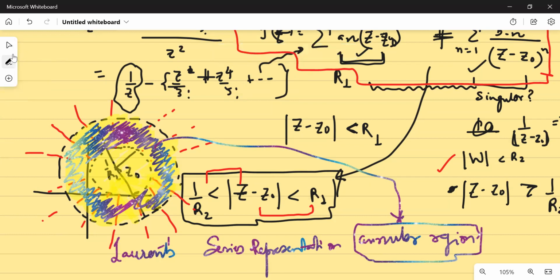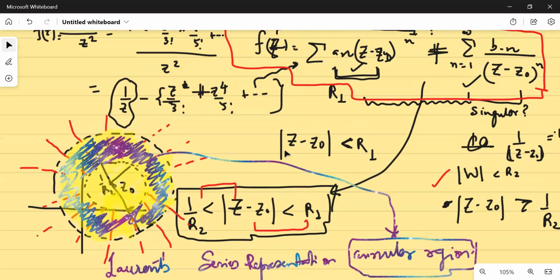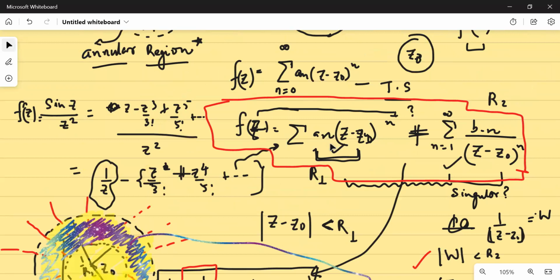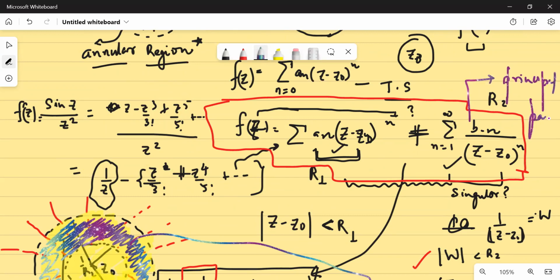And what would a Laurent series look like? A Laurent series would look like there would be some terms which are completely regular. There are no issues about them, and there will be some terms which are called the principal part. These are called the principal part, and this is your regular part, your completely regular or completely analytic part.